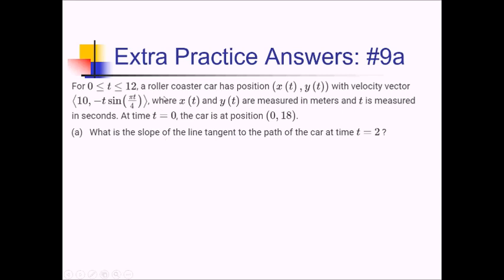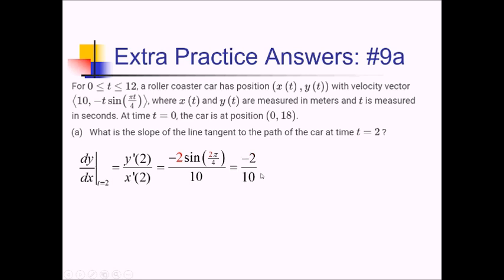To do that, using the parametric setup, we have to do y prime of 2 over x prime of 2. Well, y prime of 2 is just going to be 2 plugged into the y part of this velocity vector. So that's negative 2 sine of 2 pi over 4. And then for x prime of 2, if you plug 2 into the x part of this, it doesn't really matter what you plug in, you just get 10 back. So this is going to be sine of pi over 2, which is 1, times negative 2, all comes out to negative 2 over 10. And you could leave it like that or reduce it to negative 1/5.